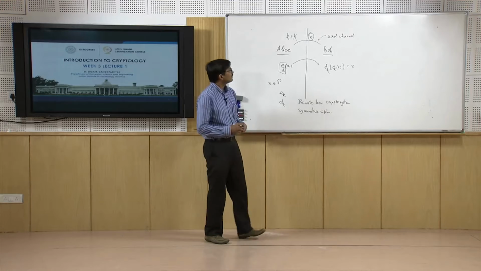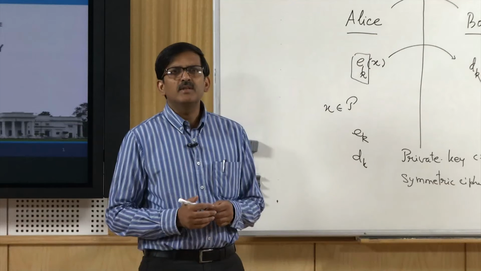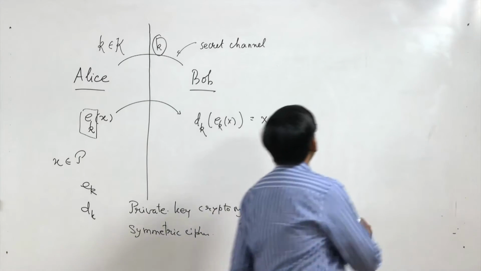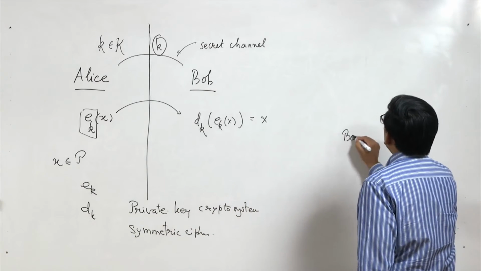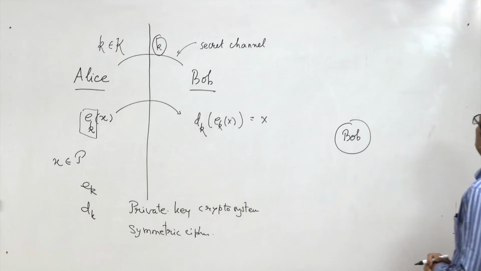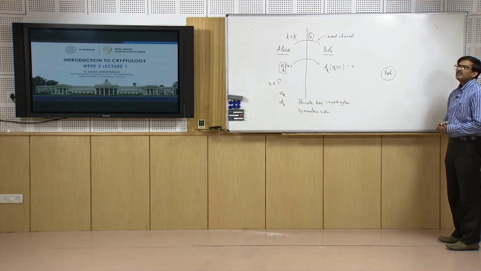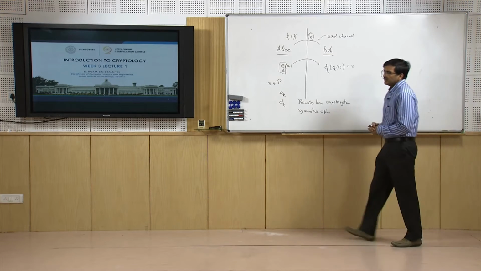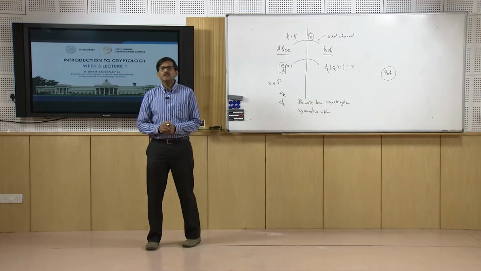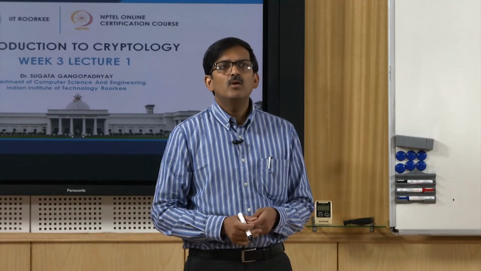Now, there is a problem with symmetric ciphers. It is like this. Suppose that Bob has to communicate with several people, and those people need not have had a secret channel with Bob so that they could have communicated the secret key. Then what will Bob do?